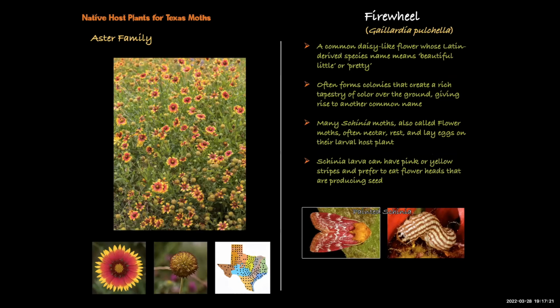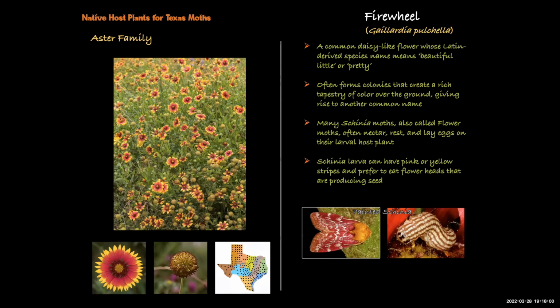Next is Firewheel, which is also known as, of course, Indian blanket. It is a common daisy-like flower, and its scientific name, Pulchella, actually means beautiful little or pretty. It does often form colonies that create a rich tapestry on the ground, which is how it got the common name of Indian blanket. And the moths that use this plant are called Shinia moths. They're also called flower moths, and they often nectar, rest, and lay eggs on their larval host plant, which is really unusual. They spend their entire life cycle around this one plant.